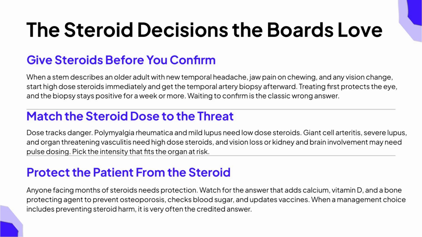Polymyalgia rheumatica and mild lupus need low-dose steroids, while giant cell arteritis, severe lupus, and organ-threatening vasculitis need high-dose steroids, and vision loss or kidney and brain involvement may need pulse dosing. Third, protect the patient from the steroid. Anyone facing months of therapy needs calcium, vitamin D, a bone-protecting agent, blood sugar checks, and updated vaccines. When an answer includes preventing steroid harm, it is very often the credited choice.